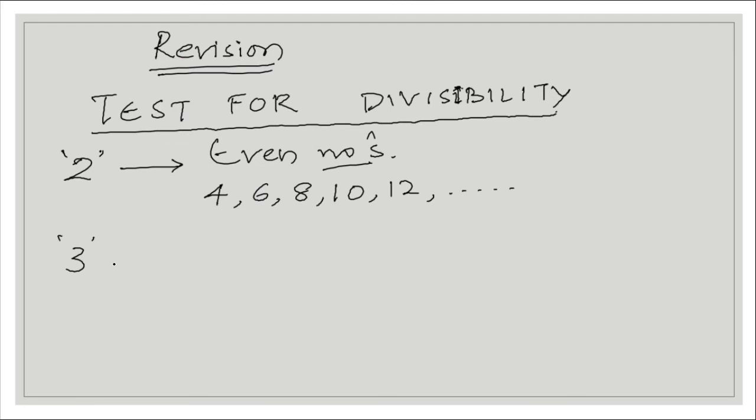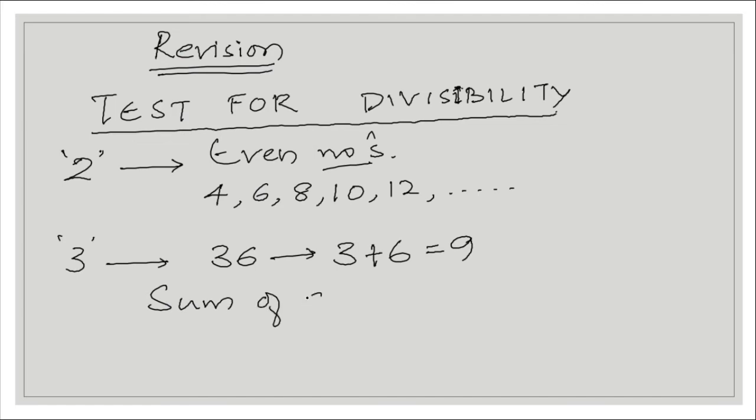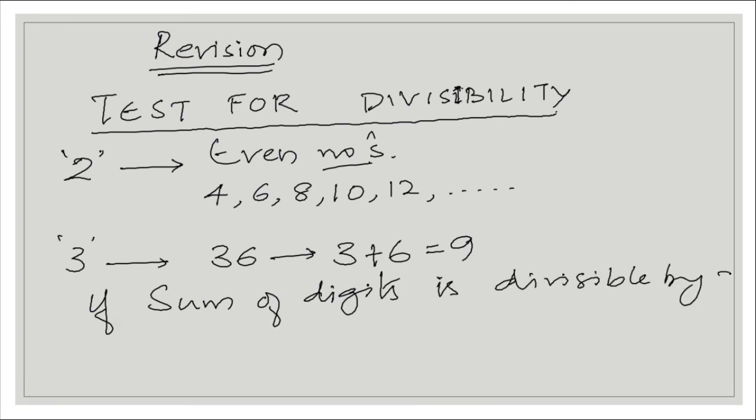Which are the numbers which are divisible by 3? Suppose you have 36, it is divisible by 3. The reason is 3 added to 6 we get 9. If the sum of digits is divisible by 3, then the number is divisible by 3.